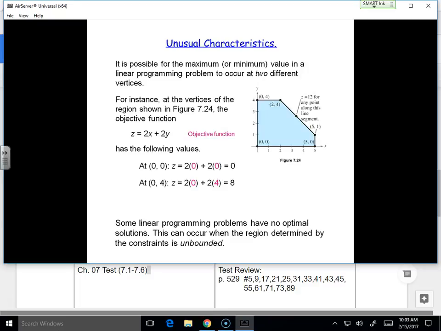Now, you don't have to write down all the words necessarily, but here is a warning. Down here at the very bottom, it says, some linear programming problems have no optimal solution. Some linear programming problems have no optimal solutions. That's one unusual thing that can occur when we're solving. At the very top, it is possible for the max or min to occur at 2 or more different vertices.